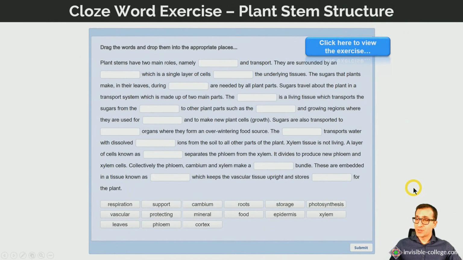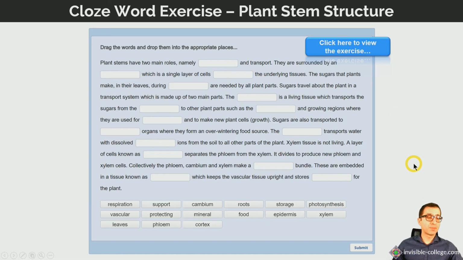So once again, I'm not going to spend time filling this in for you. The video will pause and a question will pop up to allow you to attempt this activity for yourself. So have a read of this passage and see if you can drag the appropriate words to fill in the spaces in the passage for yourself.